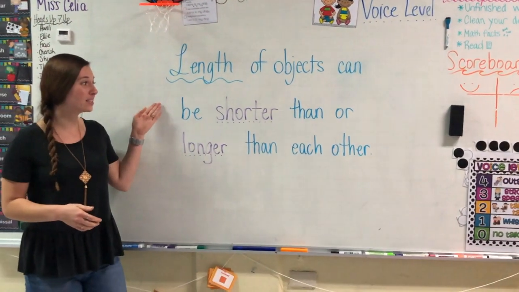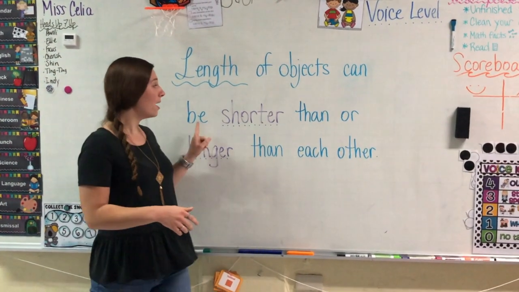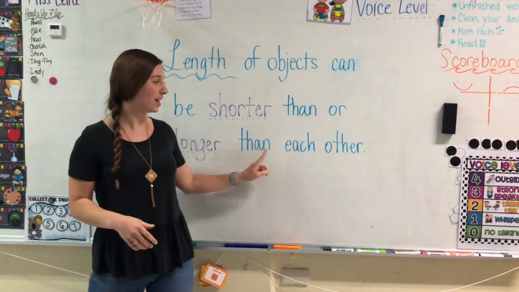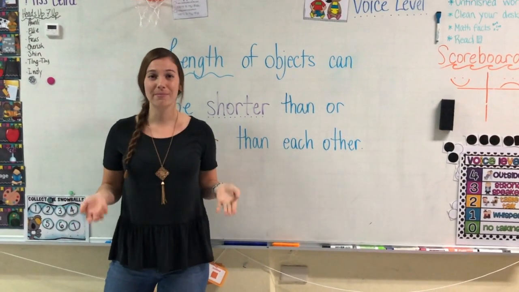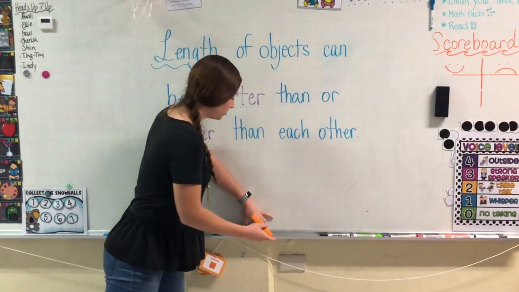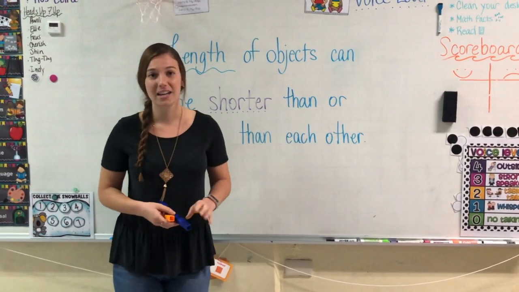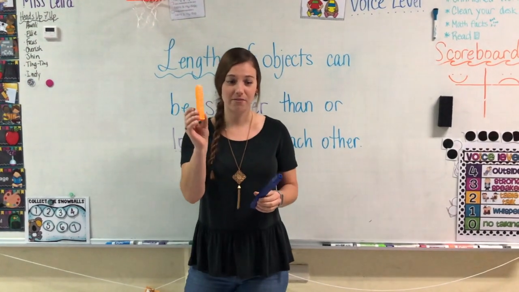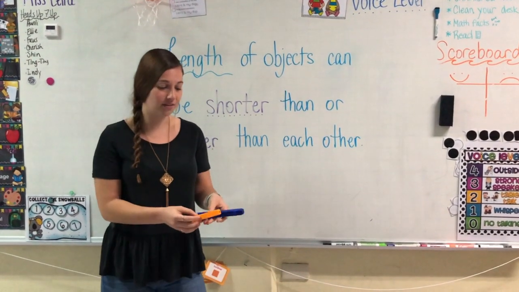And length of objects can be shorter than or longer than each other. So what do I mean by shorter than or longer than? Well, we're going to use these two different color sets of blocks. I have 6 blocks of orange and 10 blocks of blue.